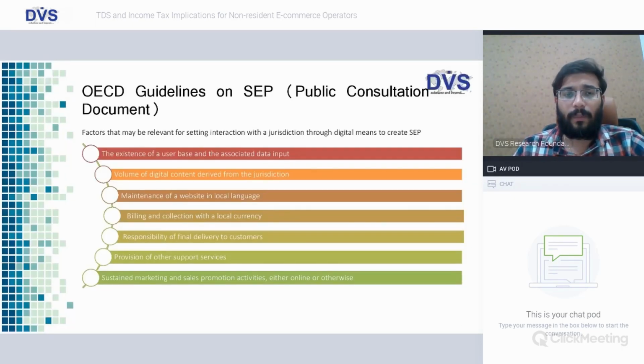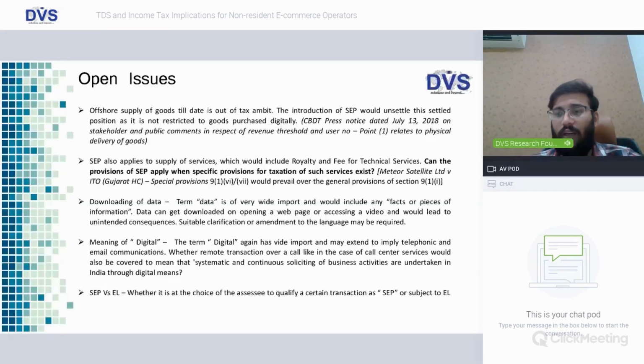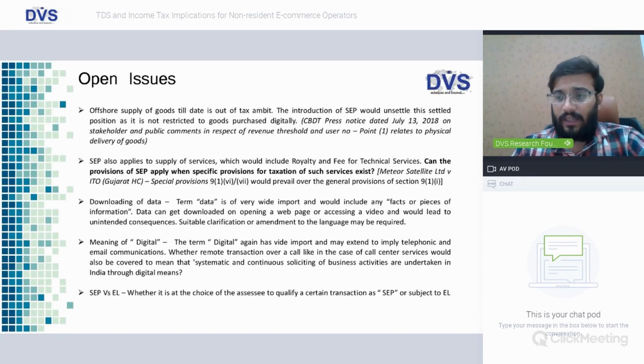OECD guidelines on SEP say these are the factors which would create significant economic presence: the existence of a user base and the associated data input, a volume of digital content derived from the jurisdiction, maintenance of a website in local language, billing and collection in local currency, responsibility for final delivery to customers, provision of other support services, and sustained marketing and sales promotion activities either online or otherwise. So these are the factors which may be relevant. Again, it's a guideline of OECD, so CBDT has to come up with its own guideline as to what are the factors which will contribute to significant economic presence in India.